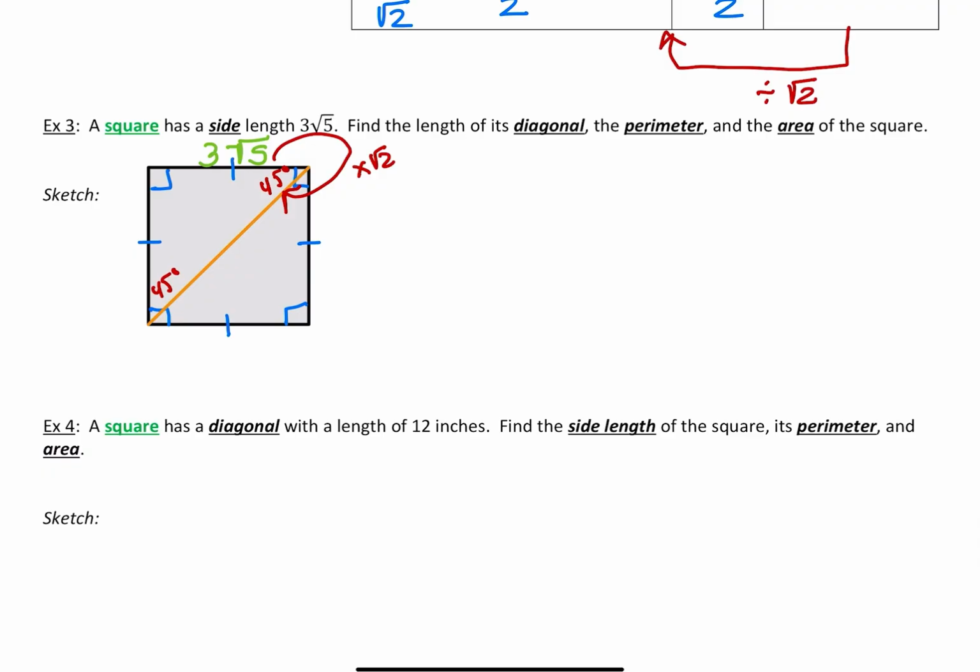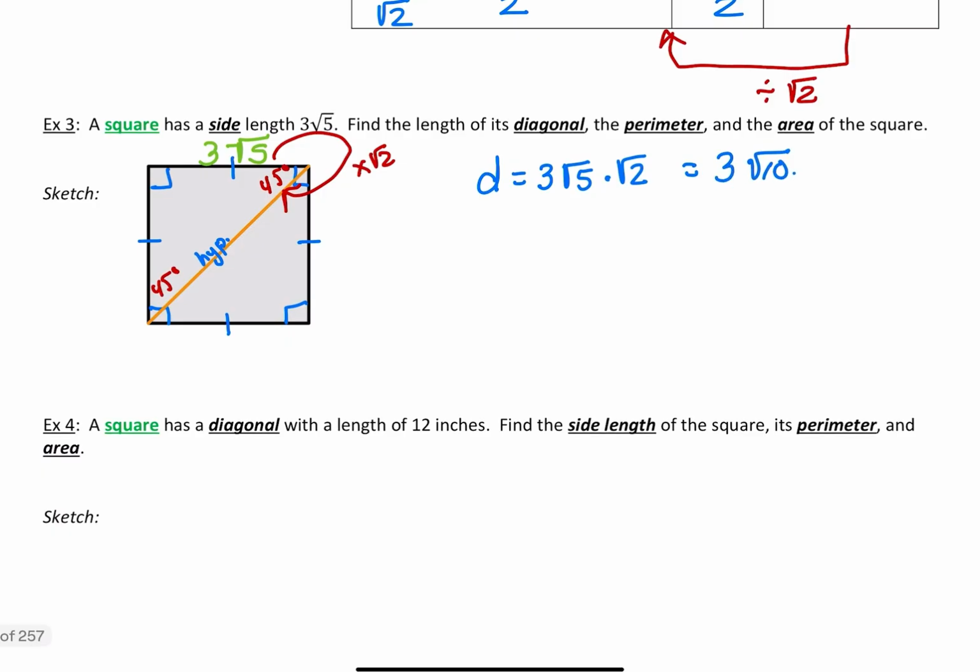All right, so let's get the diagonal. I'm going to use D for diagonal. The diagonal is the hypotenuse, keep in mind, of that triangle. We can write over here, hypotenuse. To get it, you're simply going to take the leg, 3 root 5, and multiply it by the square root of 2. That yields 3 root 10. Now, I don't have any units here, so we're just going to label it as units.